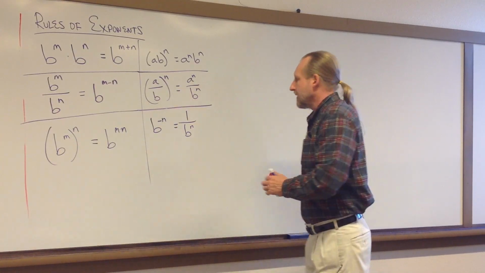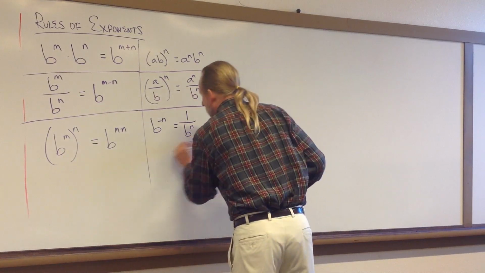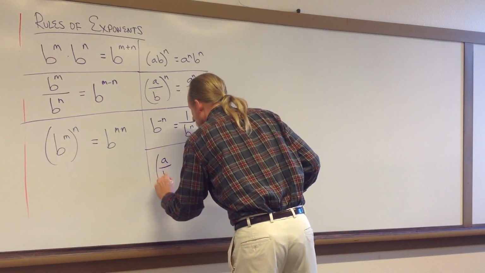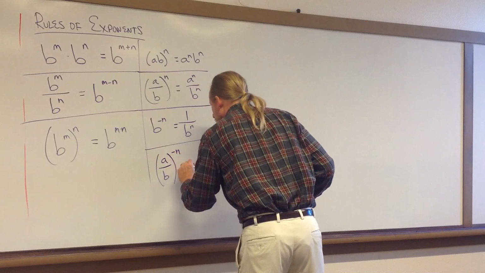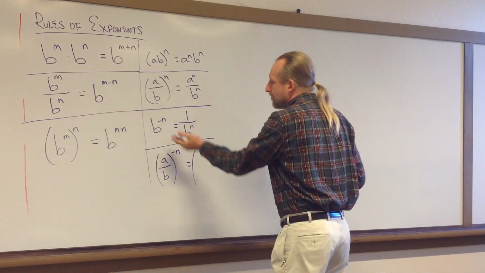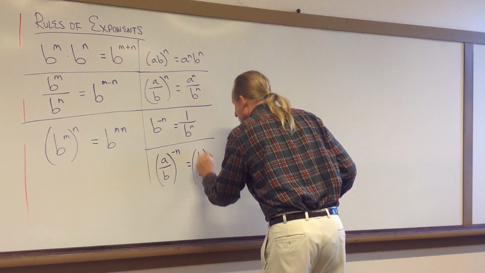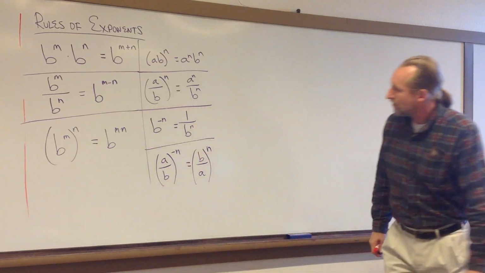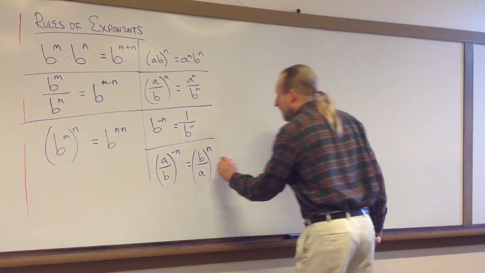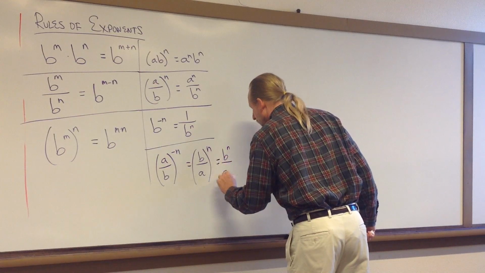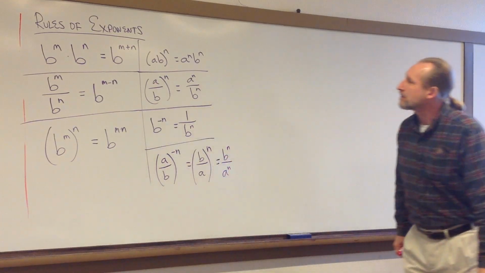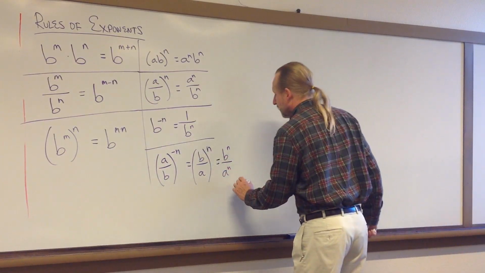And the last one here is that if you've got a fraction, a over b raised to a negative power, move the b to the top, move the a to the bottom, make the exponent positive, and then go ahead and raise each one to that power. So, there are the rules of exponents.